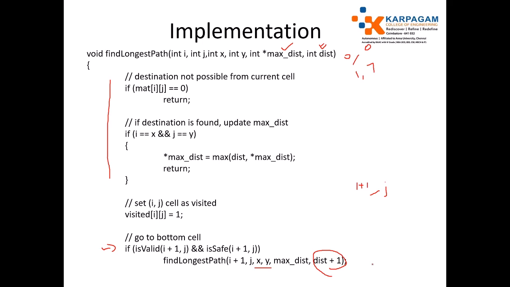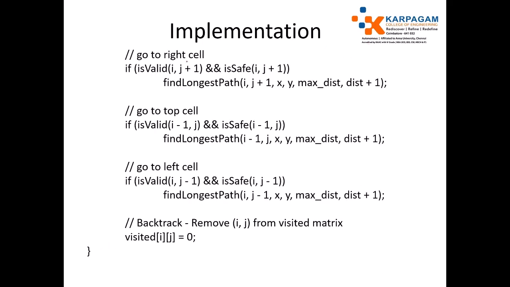Next you are trying to move to the right cell. Right cell means right side, next cell means next column. Now you are at i comma j, so the next cell means i comma j plus 1. So you just check by passing this value i comma j plus 1 in this valid function, and the same thing, i comma j plus 1, x comma y, maximum distance with this number.